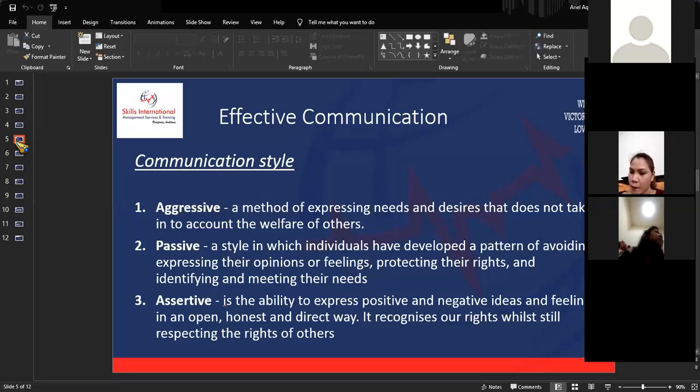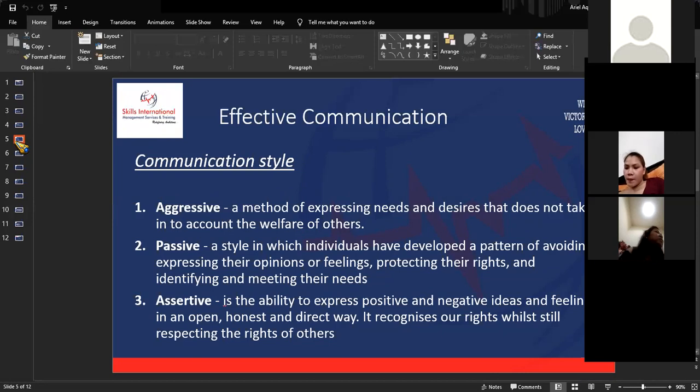Then the other style is passive, in which individuals have developed a pattern of avoiding expressing their opinions or feelings, protecting their rights, and identifying and meeting their needs. So si aggressive, ang counterpart niya is si passive. Tanggap lang siya ng tanggap. So si passive communication, ito yung style na hindi sila nag-express ng opinion nila just to avoid any conflict. So tatanggapin lang nila lahat.